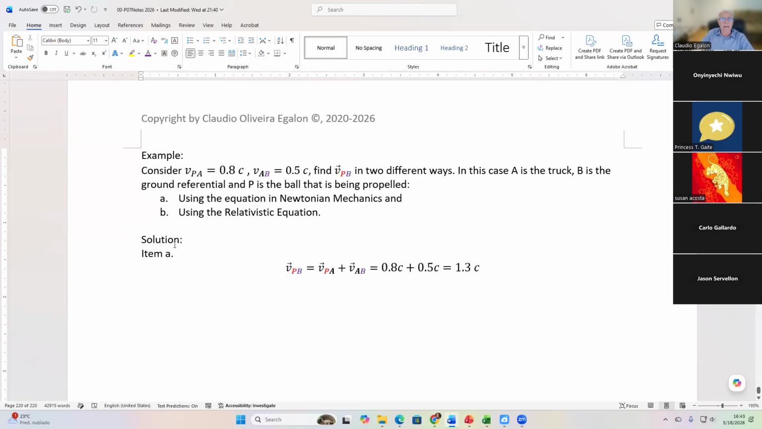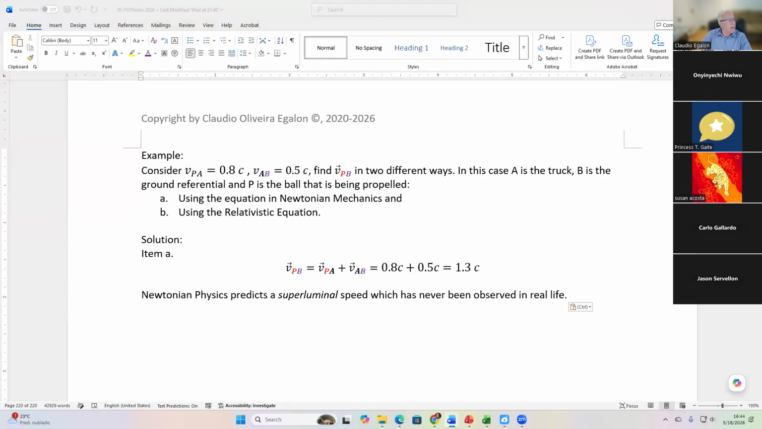That's the Newtonian case. You can see that you're getting superluminal speeds, okay? We have never observed an object undergoing superluminal speeds. Now, what about, here you go. Newtonian mechanics predicts a superluminal speed. What about using relativity?